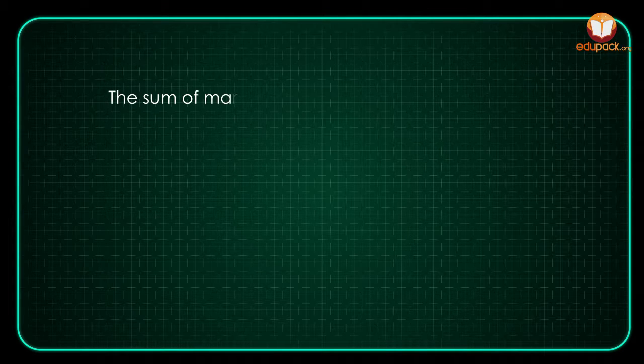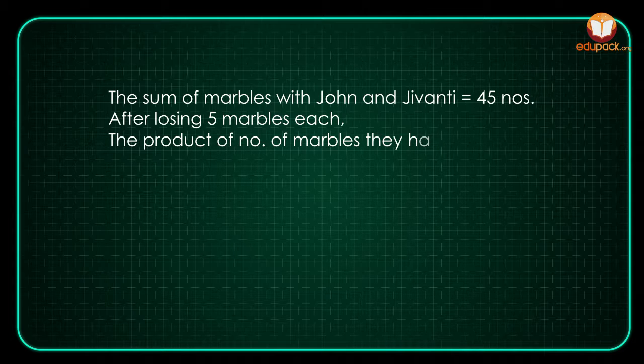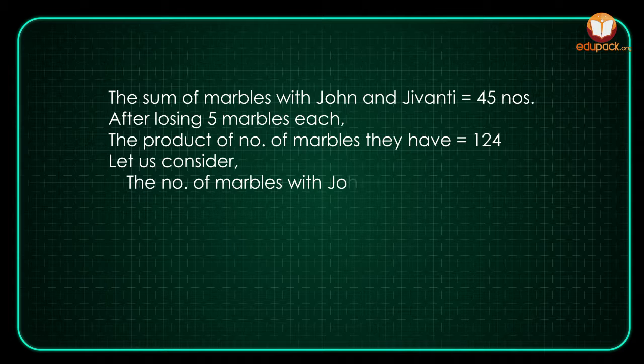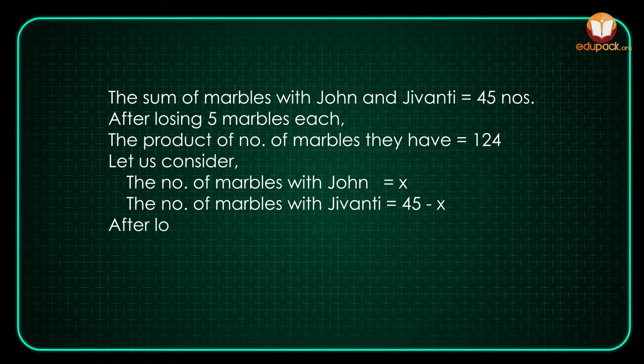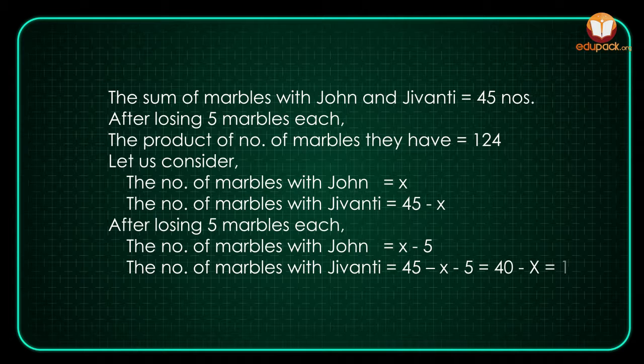Here it is given that the sum of marbles with John and Jivanti is equal to 45. After losing 5 marbles each, the product of the number of marbles they have is equal to 124. Now let us consider the number of marbles with John is x, so with Jivanti it is 45 minus x. After losing 5 marbles each, the number of marbles with John is x minus 5. Then the number of marbles with Jivanti is 45 minus x minus 5, that is equal to 40 minus x.